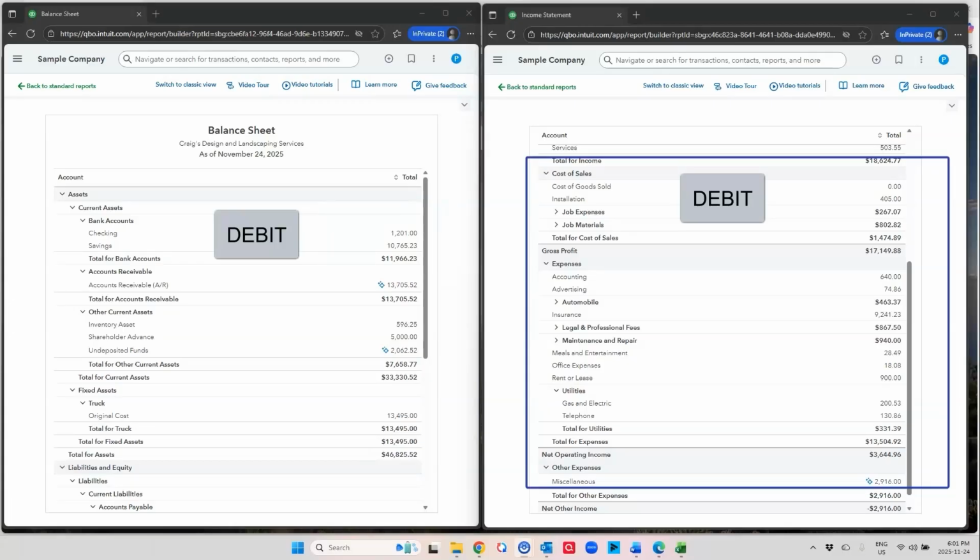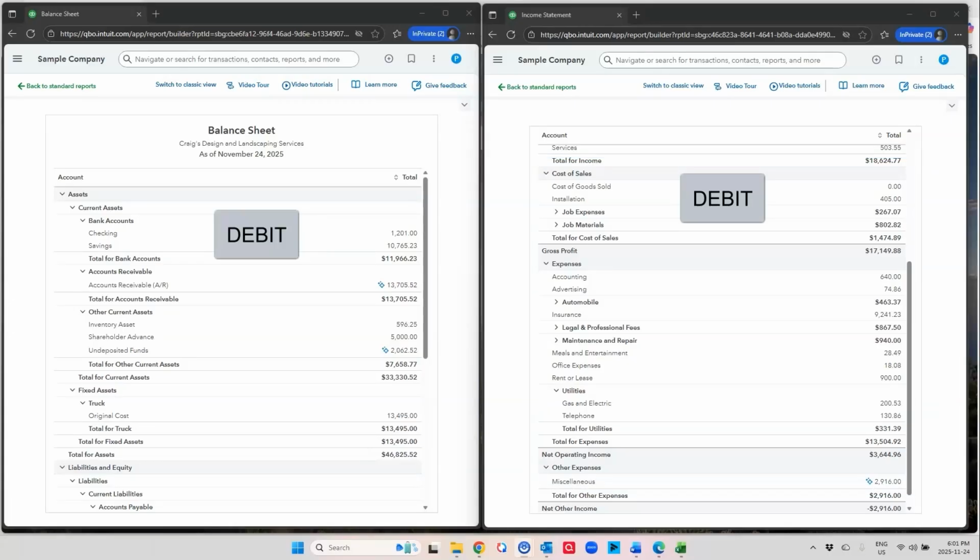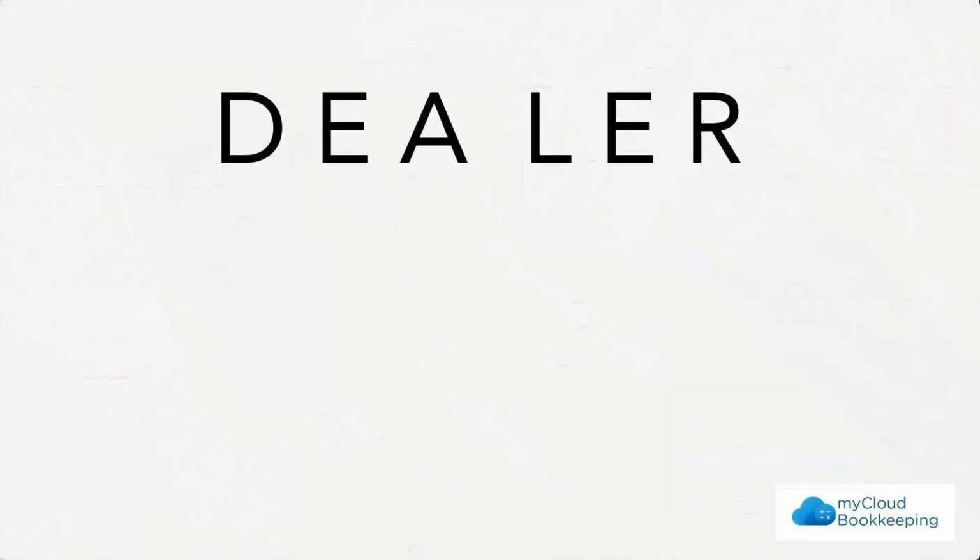Let's just follow this through. Anytime you want to increase a debit account, you debit it. If you want to increase a credit account, you credit it. Anytime we want to reduce something, it's the opposite. If we want to reduce a debit account, we credit it. And if we want to reduce a credit account, we debit it. Are you confused yet? There's an acronym that really helps some people.